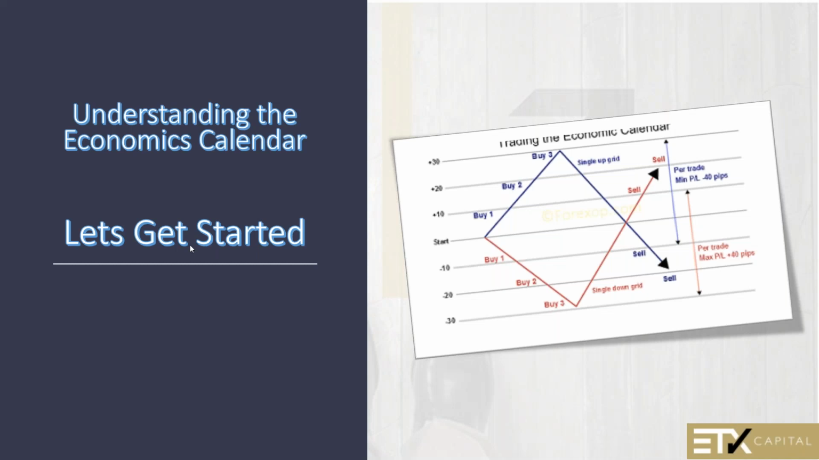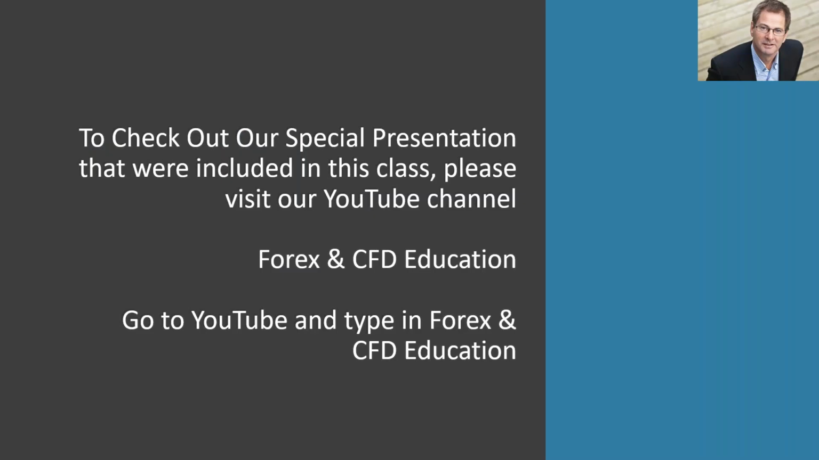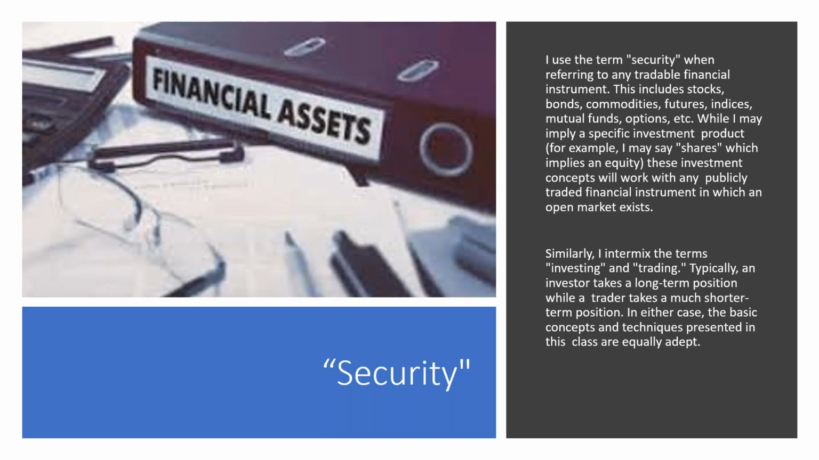So let's get started talking about the economics calendar. Now, in tonight's class, I'm going to use the term security when referring to tradable financial instruments. This includes stocks, bonds, commodities, futures, indices, mutual funds, but I'm not actually talking about any specific investment product. It just gets very boring saying security, security, security. So when I say Bitcoin or I say Facebook or I say Google, I'm just using them as generic terms.